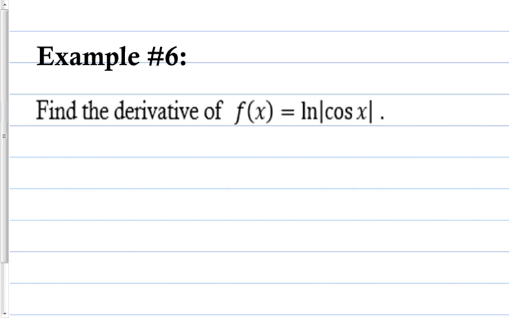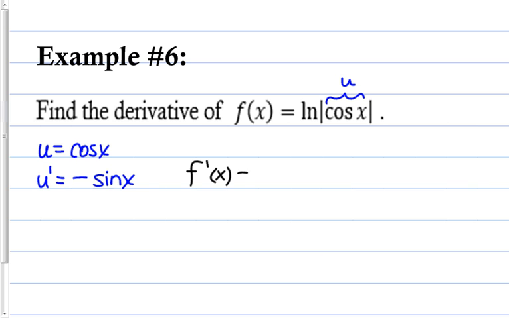So example 6, I'm going to derive a function with absolute value in it. f of x equals the natural log of the absolute value of cosine x. This is still my u, right? If it makes you feel any better, you can list that stuff out. u is cosine x. So u prime would be the derivative of that, which is negative sine x. And then f prime of x equals u prime over u.